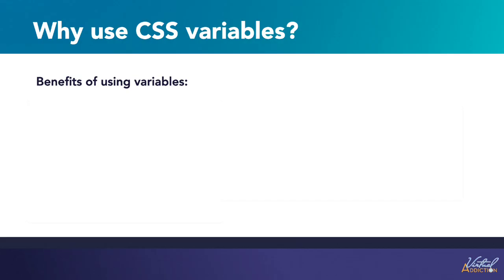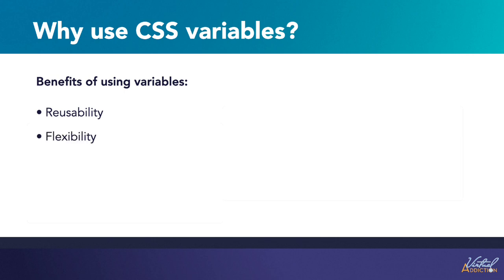There are several reasons why you should consider using CSS variables in your projects. The first one is reusability. CSS variables allow you to define values once and reuse them throughout your style sheet. This makes it easier to maintain a consistent design system because you only need to update the value of the variable in one place if you want to make a change. This will save you time and effort, especially if you have large and complex style sheets.